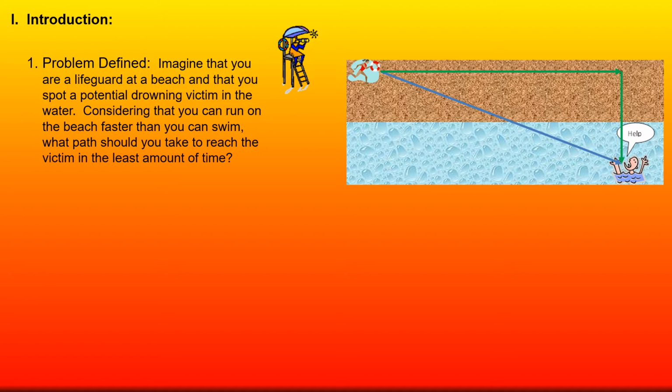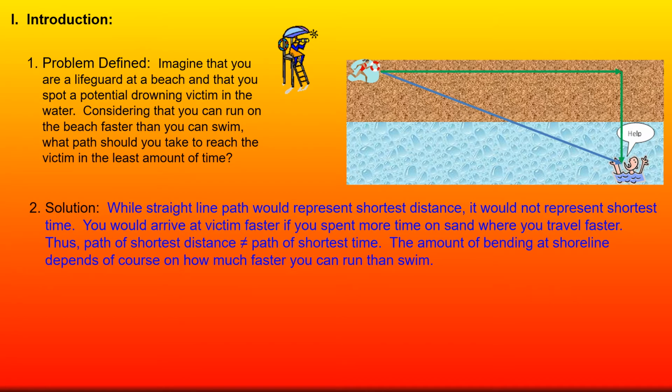Well, that path, of course, will depend upon how much faster you can run on the sand than you can swim in the water. Like we're saying here, the straight line path representing the path of least distance would not be the path of least time. You would be able to arrive at your victim faster when you spend more time on the sand, where you can actually travel faster. So the amount of bending at the shoreline really depends on how much faster you can run than you can swim. So the actual path of least time is probably going to represent a balance between the green path I'm showing you here and the blue path. And of course, the actual path is going to depend upon your speed in the sand as well as your speed in the water.